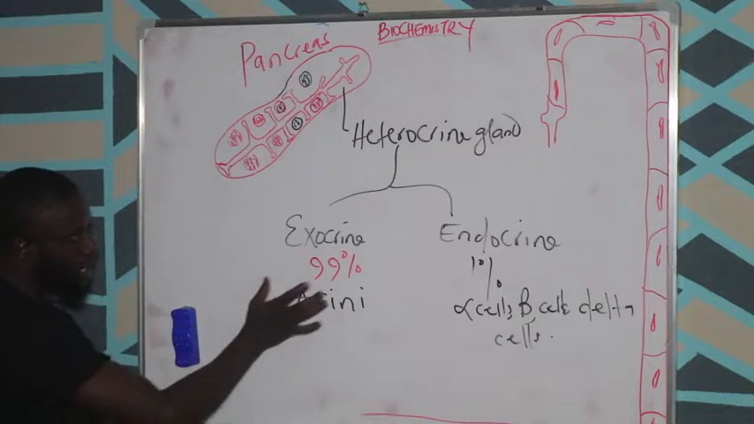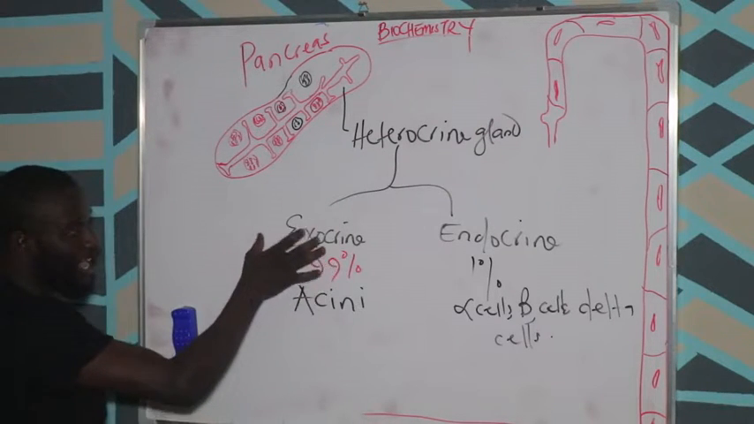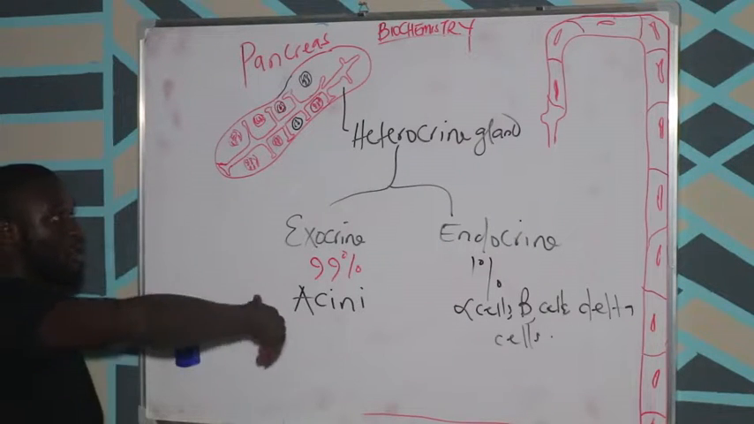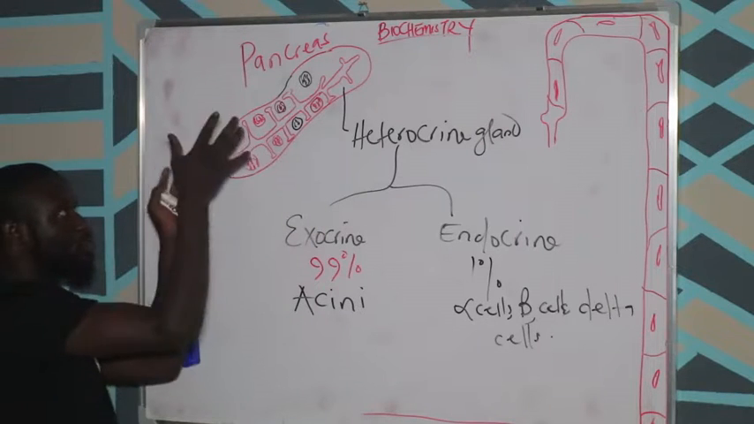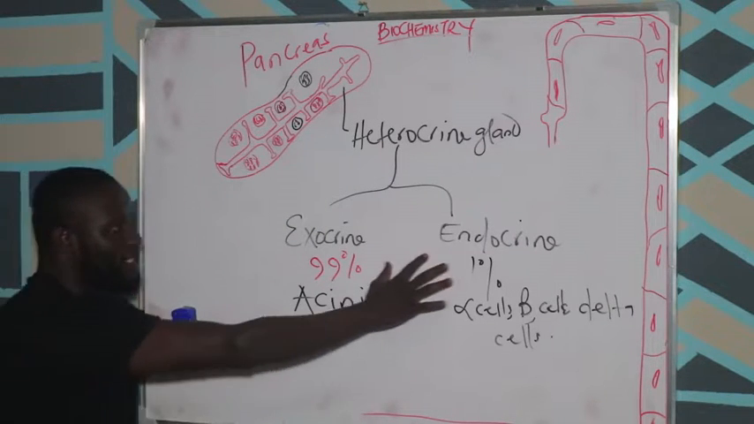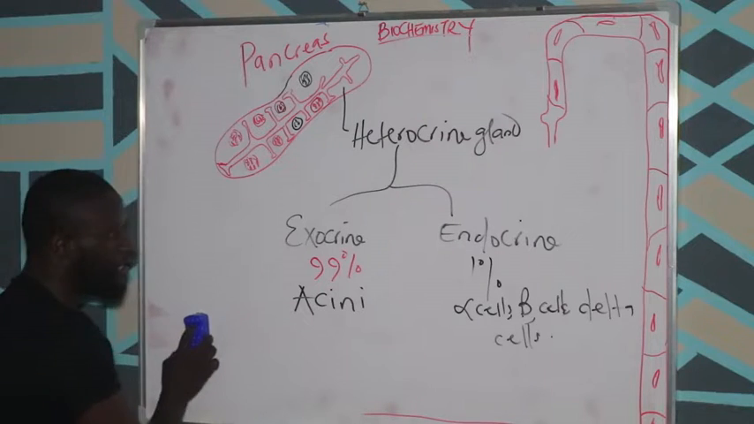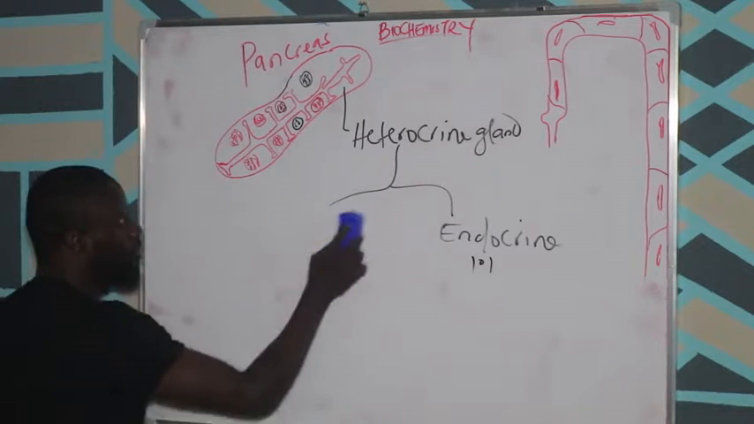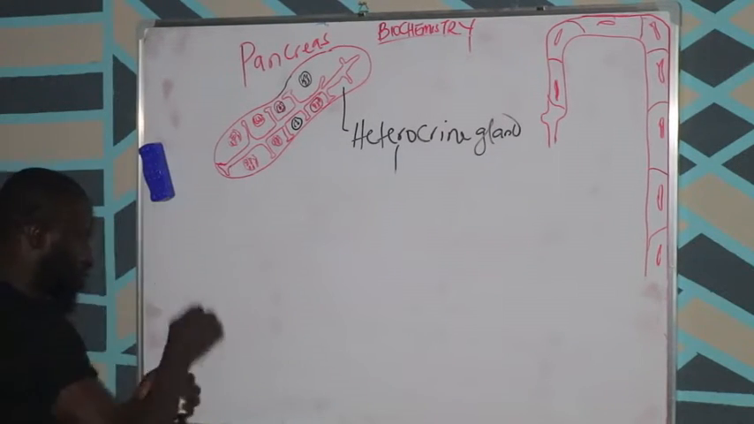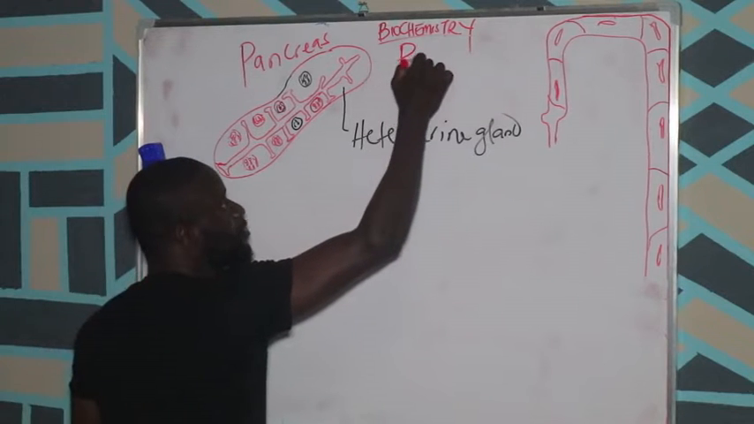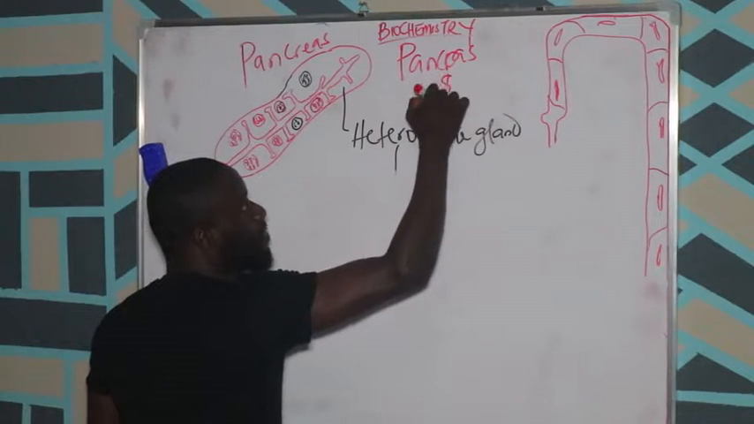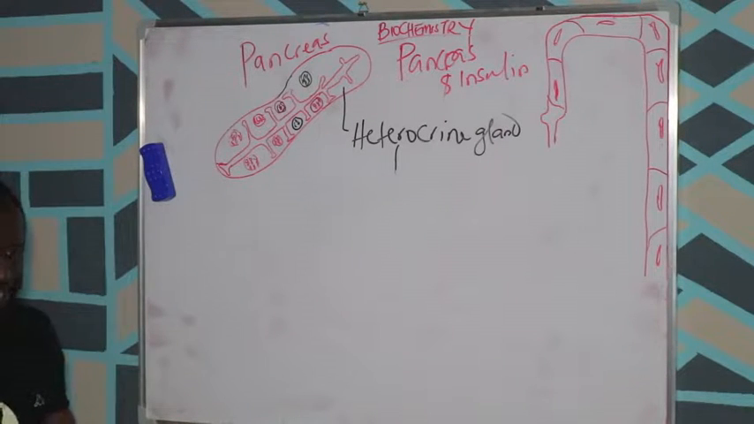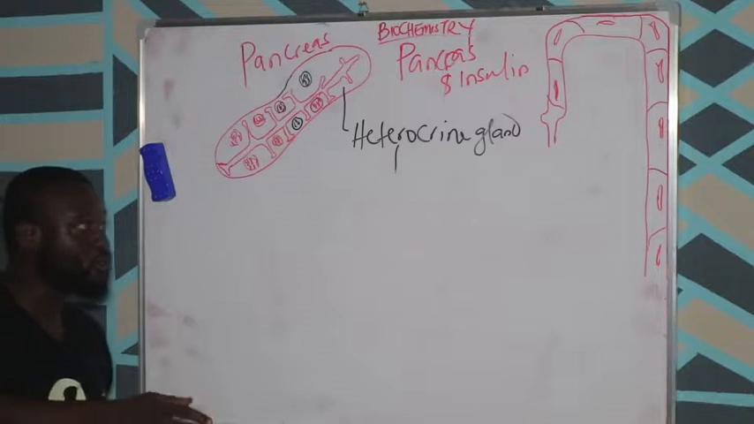So after knowing this, I said the heterocrine gland is divided into the exocrine gland and the endocrine gland. The exocrine gland is 99% of the total amount of the substance you find in the pancreas, while the endocrine gland constitutes just 1%. Now as we know this, we are focusing on what produces insulin. We're talking about the pancreas and insulin, mind you. This is the topic for today, the pancreas and the insulin. How insulin is being produced in the body. What are the steps by which the body is able to produce insulin?